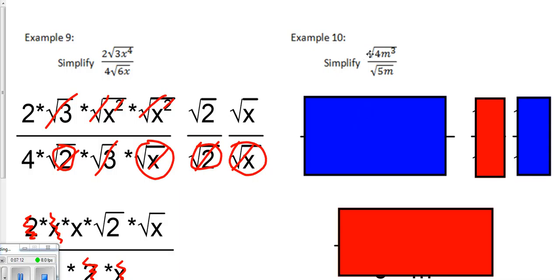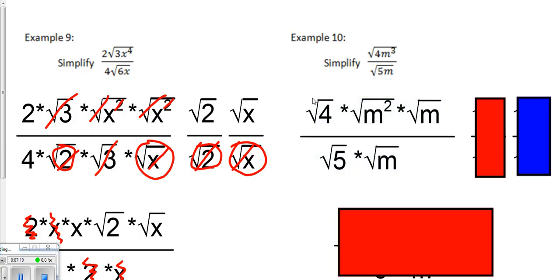We have square root of 4m cubed all over square root of 5m. As we break this down, we have the square root of 4 times the square root of m squared times the square root of m. Now again, we can call this m to the 1 because m squared and m to the 1 makes our m cubed, or our m to the 3. We broke it down so that we know square root of m squared, I can take that out, and this whole thing just becomes m. So that helps us break it down a little bit.